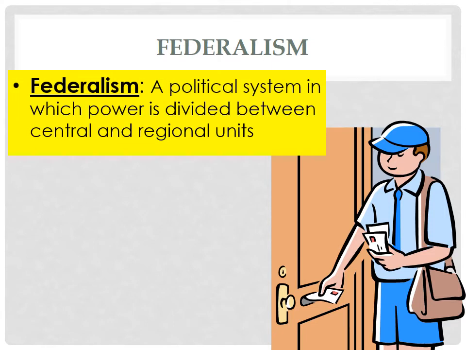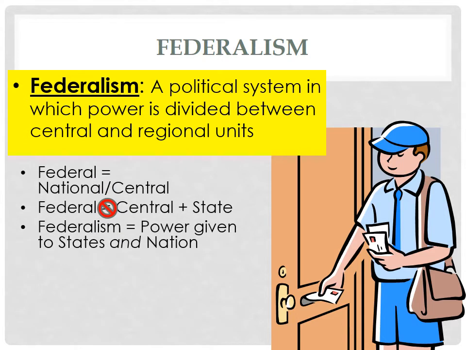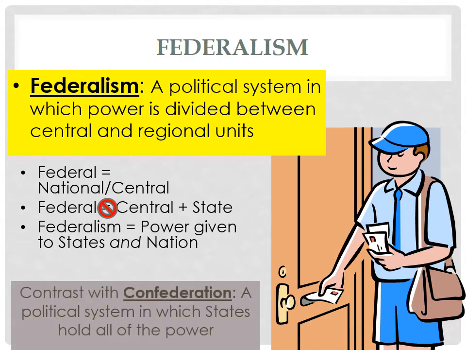As we discussed before, federalism is a political system in which the power is divided between central and regional units. We talked about how federal is not the same as national and central, but rather is a combination of the national and central plus the state layer. And this is what happens when power is given to both the nation and the state, and they're able to work together in the administration of the government. We also talked about confederalism, which is the opposite, a political system in which the states hold all the power.